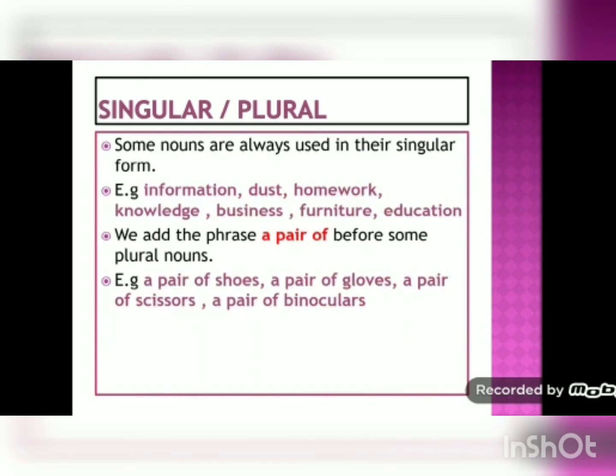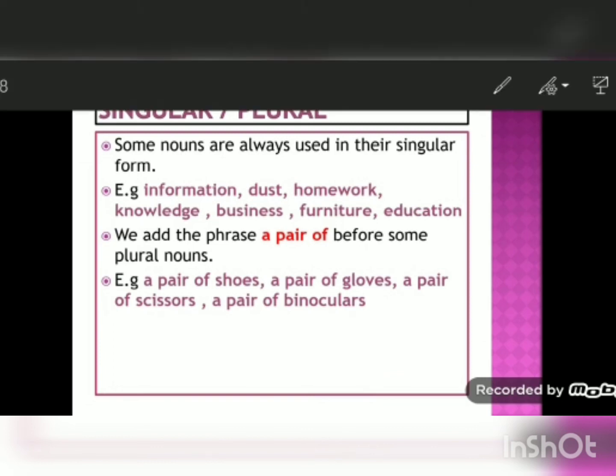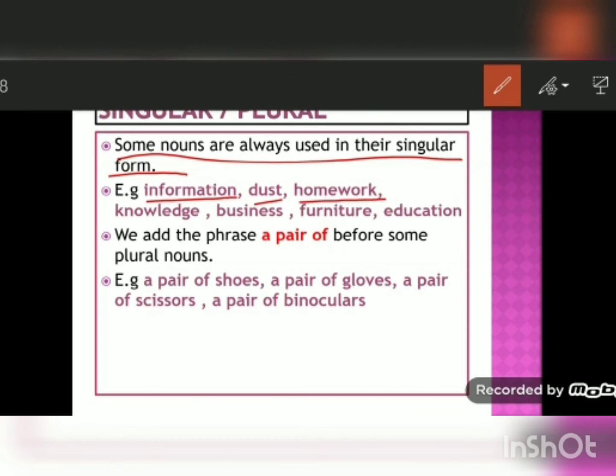Next is, there are some nouns which are always used in singular form. So there are some nouns which are always used in singular form, like information, dust, homework, knowledge, business, furniture, education. So we never say informations. Whatever information we have, it may be many or it may be much, but we always say information. We never say informations.